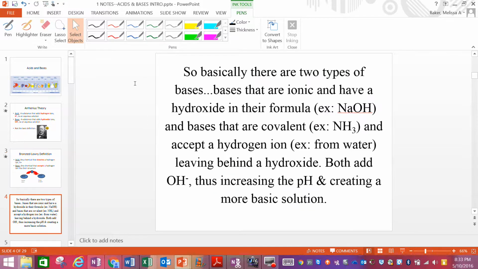So basically there are two types of bases. Ones that are ionic and they have a hydroxide in their formula, and bases that are covalent, and these rip a hydrogen ion from water, leaving a hydroxide behind. We're going to draw a picture of this in a second. Both of these bases, though, add hydroxide ions and increase that pH, creating the basic solution.